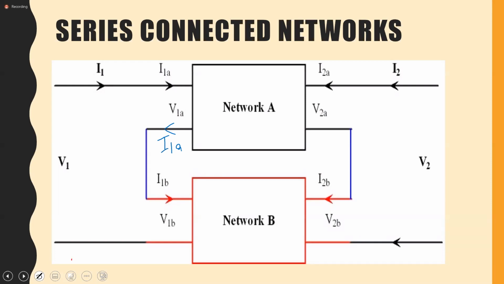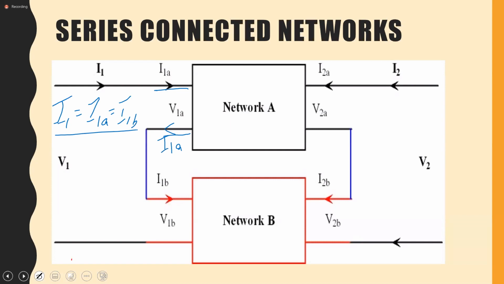So for that reason, because we know that I1A enters here and I1A is leaving here, it is the same current entering network B. So in a sense, what we are saying is that I1 is equal to I1A, and it's equal to I1B. All right? That is telling us that they are in series.